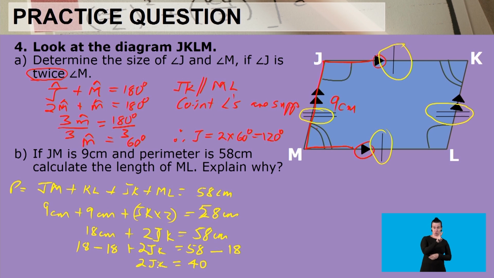And therefore, if 2JK equals 40 and the multiplicative inverse of 2 is a half, so we divide by 2 and divide by 2. So JK equals 20 centimeters. So that is our side, because JK equals ML, therefore ML also equals 20 centimeters. All right. Let's look at the next one.